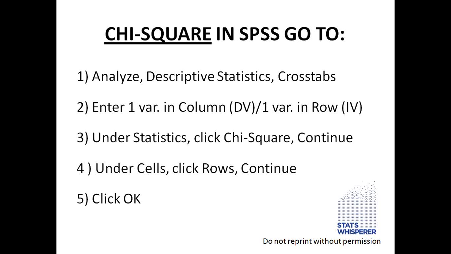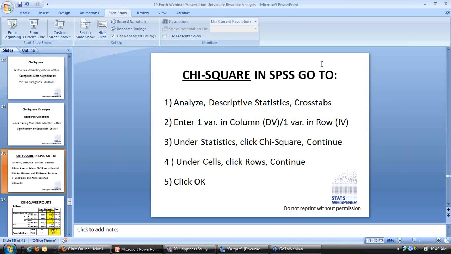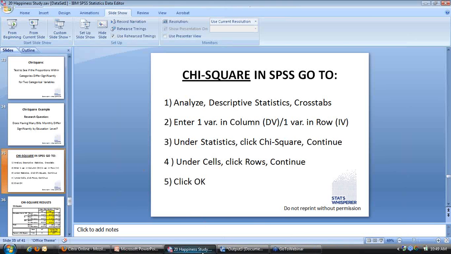So the chi-square in SPSS, there's a couple of ways to do it, but this is one of them. Analyze, descriptive statistics, crosstabs. Then we're going to enter one variable in the column, one in the row. I like to put the dependent variable in the column. Then under the statistics, we click chi-square and continue. Under the cells, under percentages, we'll click rows and continue, and then we click OK. So let's do that now.